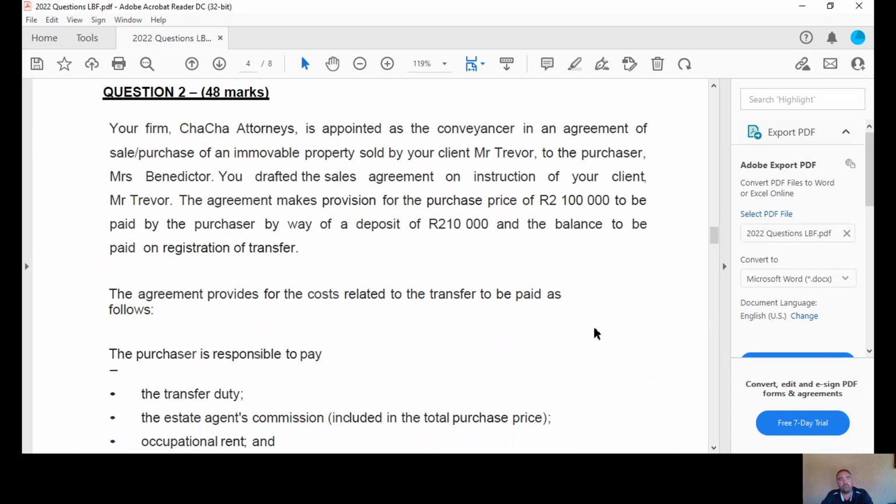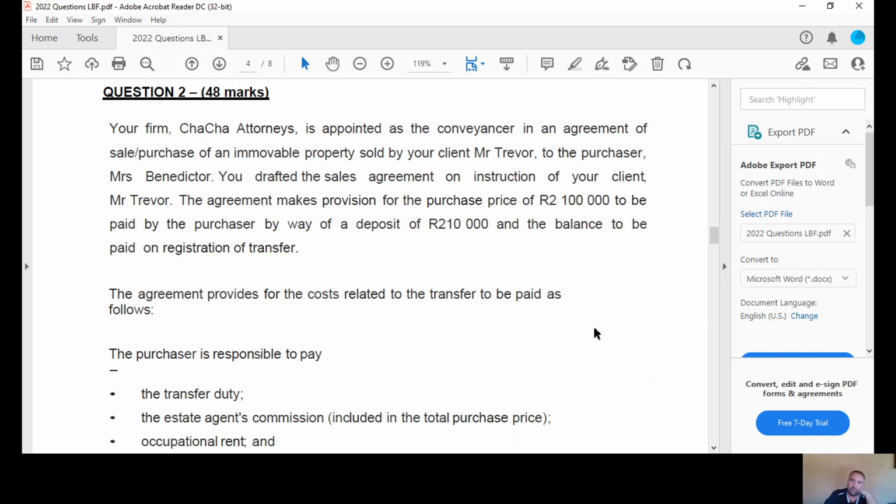Okay. Your firm, Cha-Cha Attorneys, is appointed as the conveyancer in agreement of sale of immovable property sold to you by your client, Mr. Trevor. So when you open up Mr. Trevor's account, I will immediately put next to it seller. So that's just for yourself. There's no mark in it, but so that you don't get confused between buyer and seller and the names. And we're transferring to the purchaser, Mr. Benedicta. So for him, we will write next to it, purchaser.